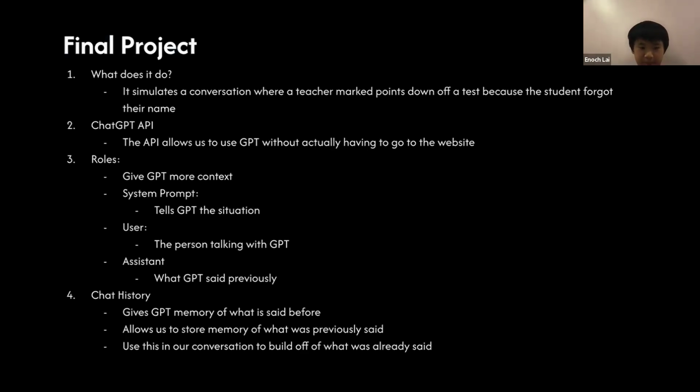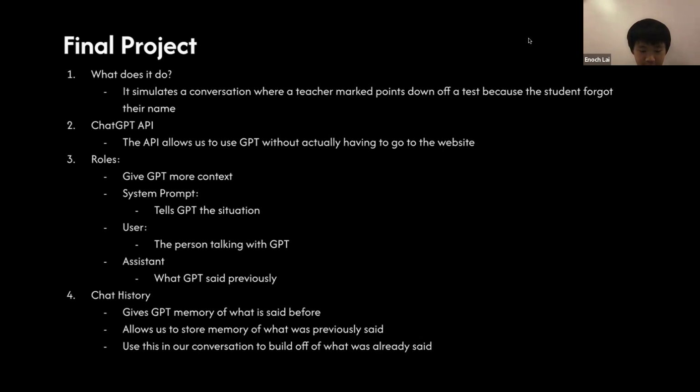So the ChatGPT API is the API that allows us to use ChatGPT without actually having to go to the ChatGPT website. The roles give GPT more context on what it is. There's a system prompt, which is basically at the beginning telling GPT the situation it's in. And the user is the person interacting with GPT, which is really just the other GPT. And then the assistant is what the GPT said previously, which is just storing the responses.